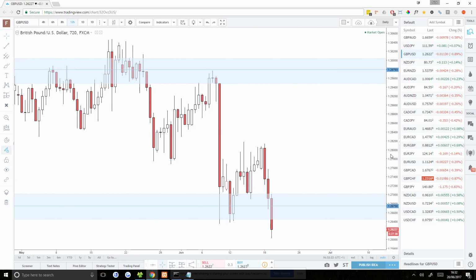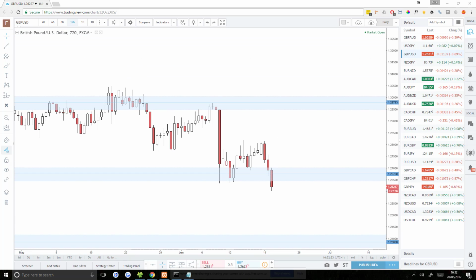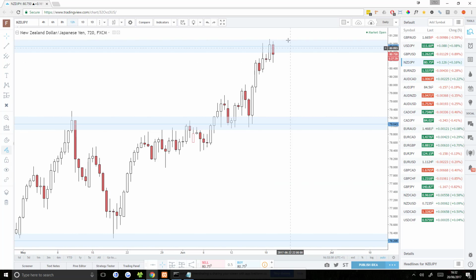GBPUSD. GBPUSD is breaking below a support area. What I want to see here is just a continued break, a pullback, and then a continuation. So there's potential for that there. New Zealand JPY is stalling on the resistance area, but it doesn't look good right now, but this could end up looking okay. It could end up with a nice risk to reward ratio. I don't know. It's not very likely, but it's something we should keep an eye on regardless.